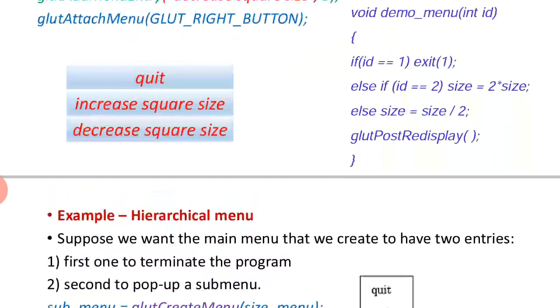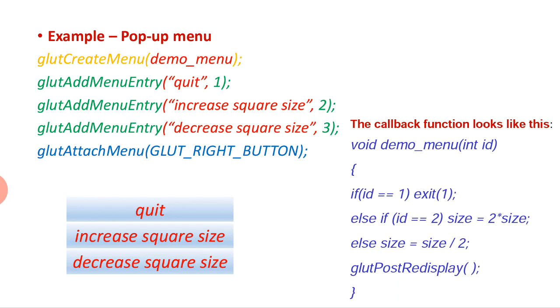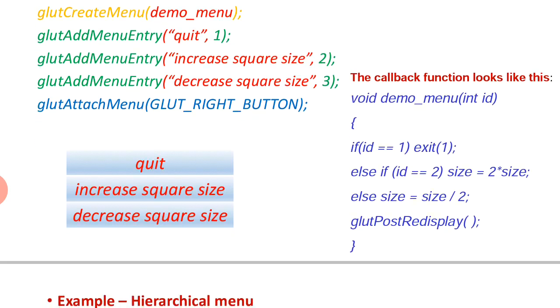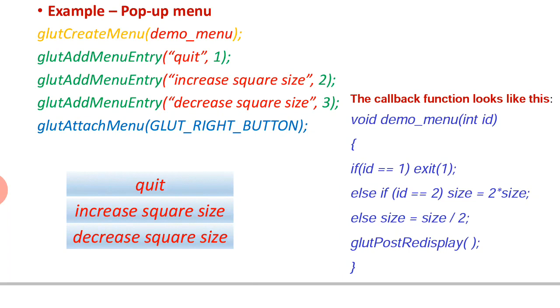These are the functions which are available, highlighted with their syntax. Now, we will discuss with examples, so that you will be able to understand it very clearly. Just have a look at here. I am going to create one menu over here. My menu has how many options here? There are 3 options: quit, increase square size and decrease square size.